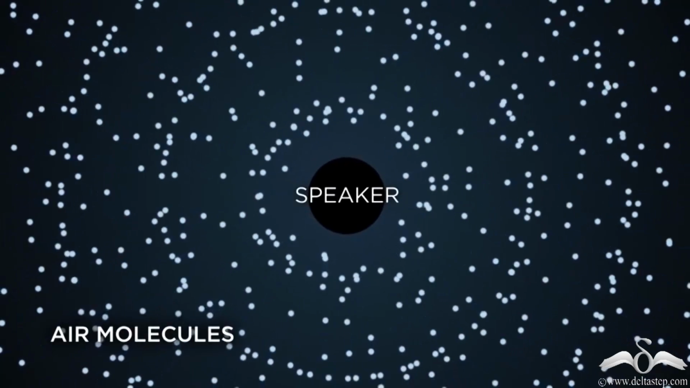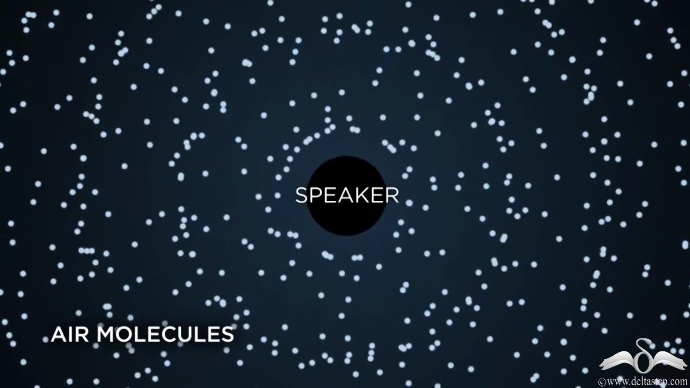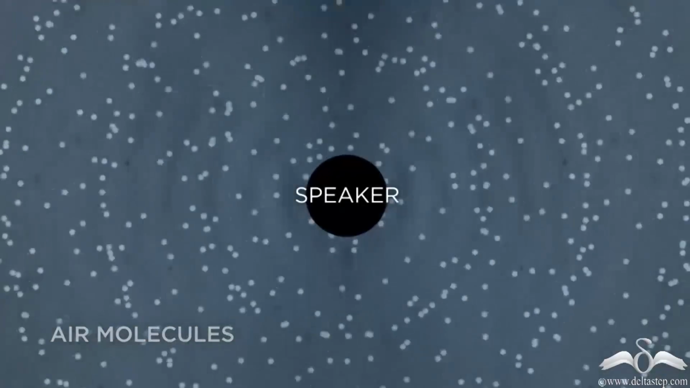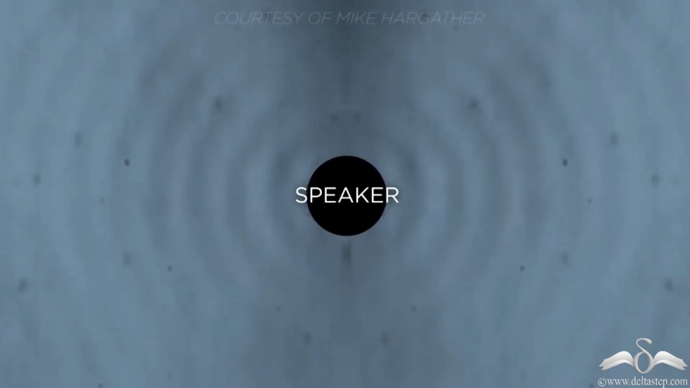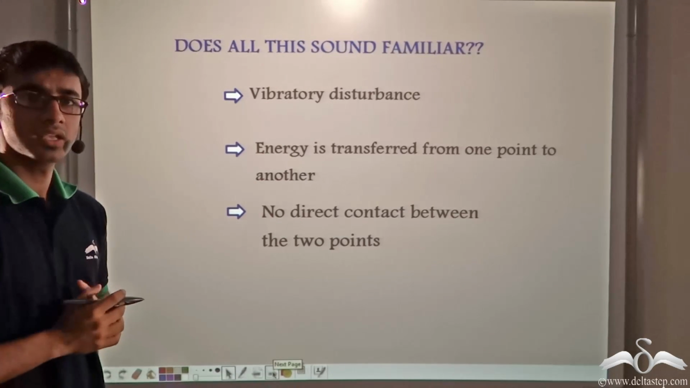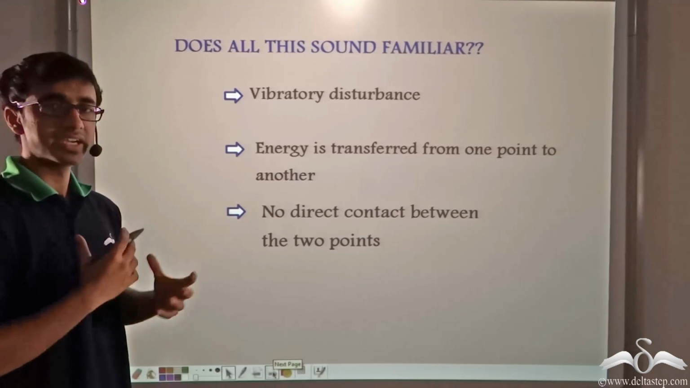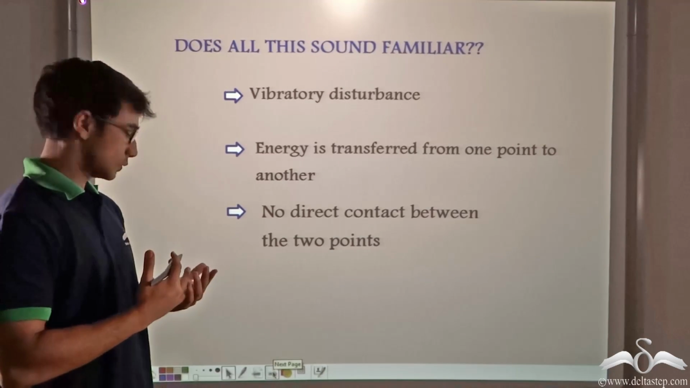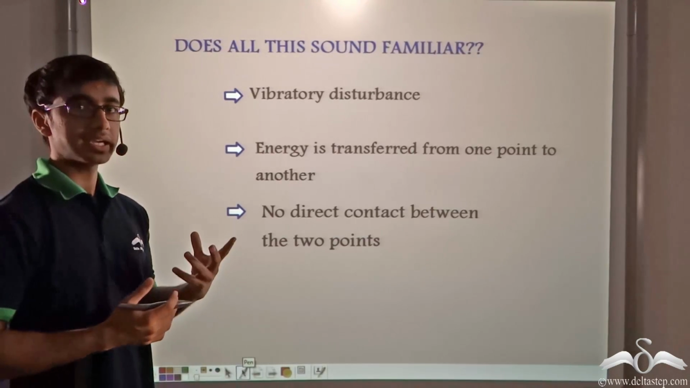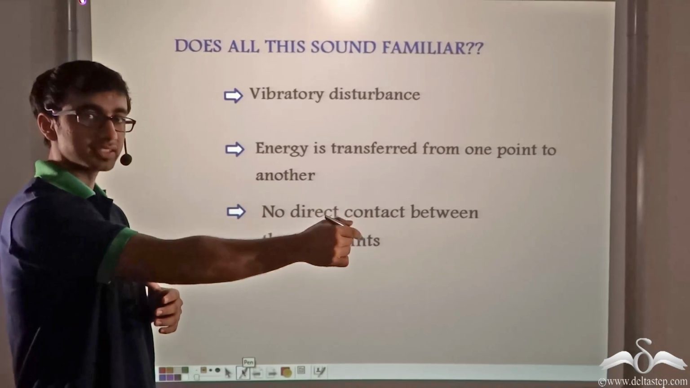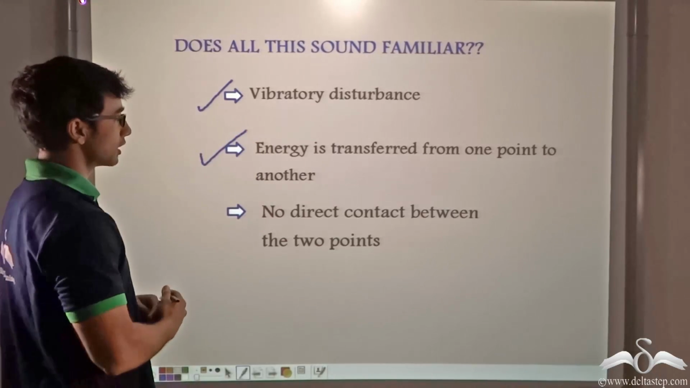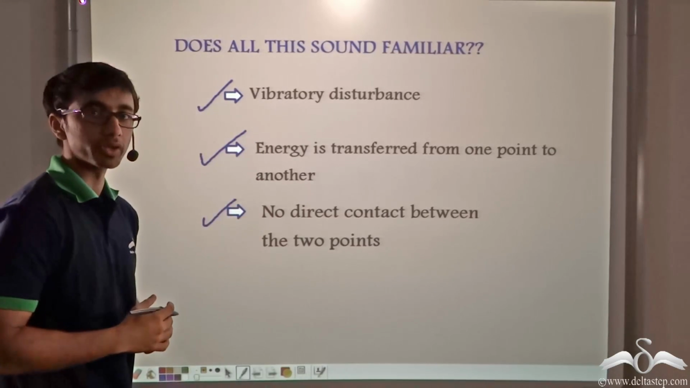Here you see that the molecules of the medium around the speaker are vibrating in a to and fro motion about their mean position while the disturbance is traveling outwards. So doesn't this all sound familiar? The sound that was traveling is a vibratory disturbance. The energy was being transferred from one point to another, and there was no direct contact between the speaker and where the sound was traveling. So vibratory disturbance, energy was transferred from one point to another, and no direct contact between the 2 points.